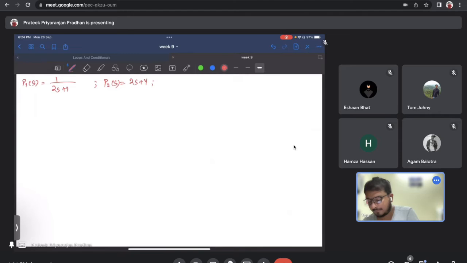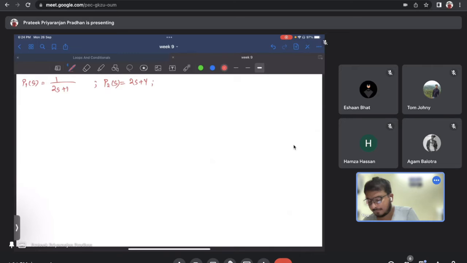Okay. So the first part, part A, is to find the corner frequency. The transfer function is given simply like this: P(s) is equal to 1 by 2s plus 1.